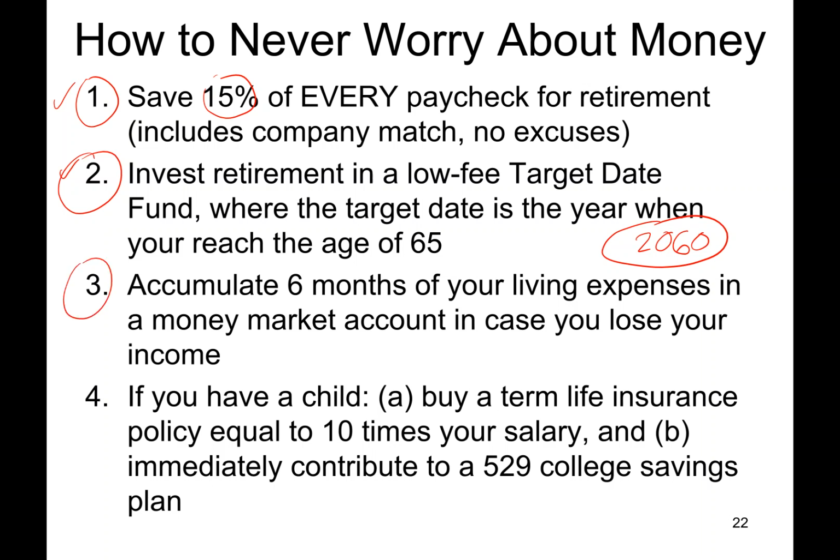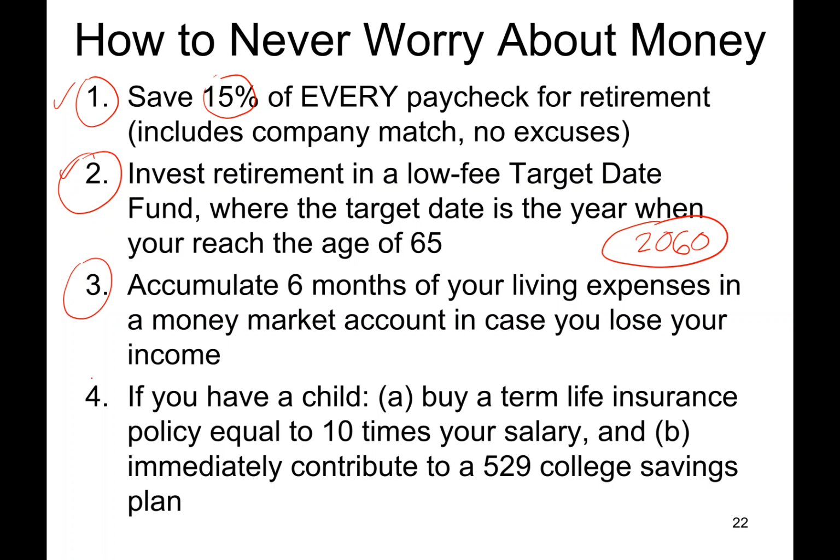Number three, accumulate 6 months of your living expenses in a money market account just in case you lose your income. I know if this is your first job, that's really hard to do. So maybe your goal is over the next 2 years, I'm going to try to get that. Say your starting salary is $50,000. However, your living expenses, basic living, housing and food, are maybe $2,000 a month. So your goal is to have 6 months, 2 times 6, $12,000, and have that in a savings account or money market account ready for you to live and find that next job.